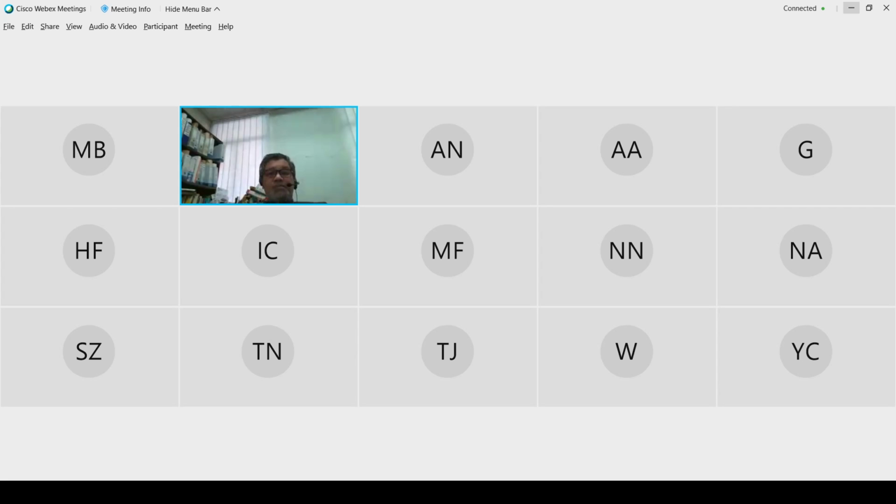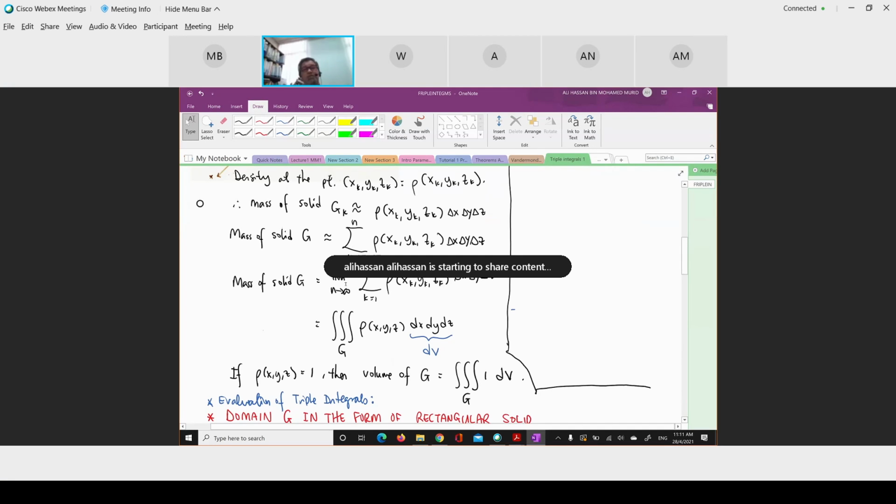So limit is very important. In mathematics, we use limit to define derivative, and we use limit also to define integrals. So the concept of limit is very, very important in mathematics.